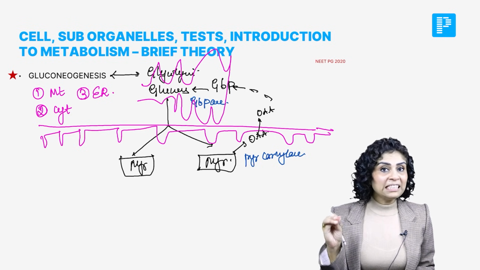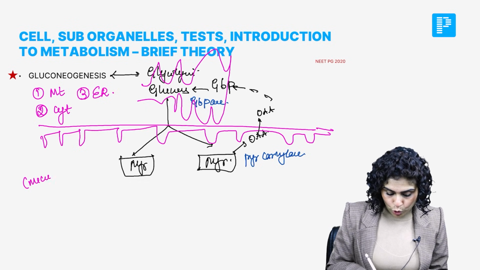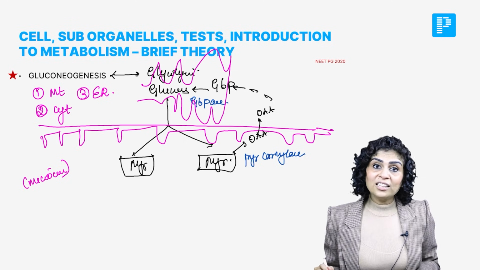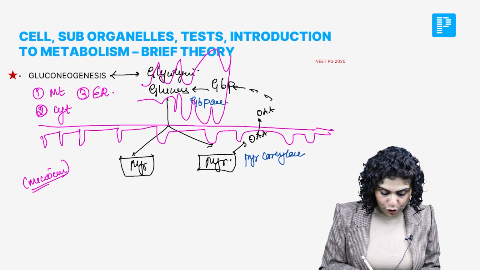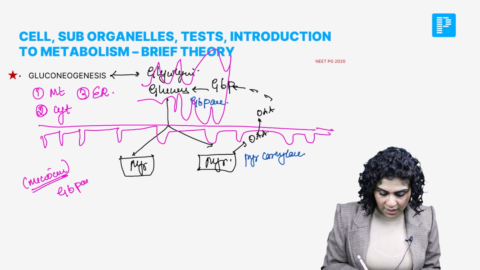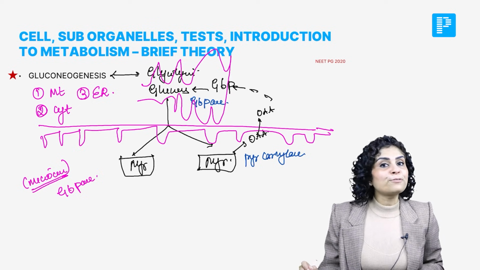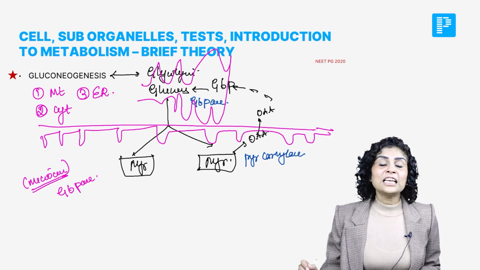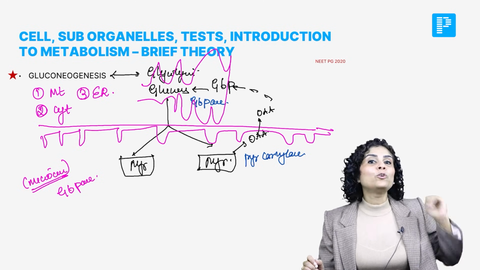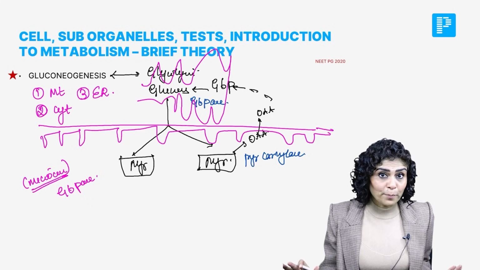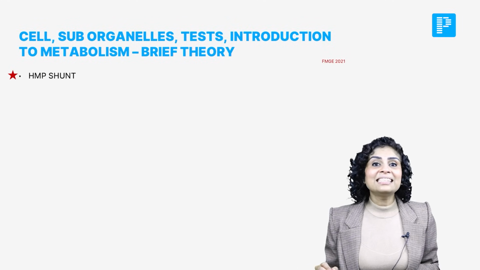Okay. And please remember, the other name for endoplasmic reticulum is microsome. So if you are asked which is the microsomal enzyme marker, your answer should be glucose 6-phosphatase. Gluconeogenesis involves multiple suborganelles: mitochondria, cytoplasm, and endoplasmic reticulum. That's all about gluconeogenesis.